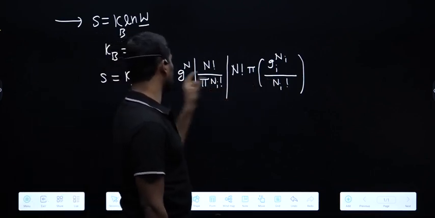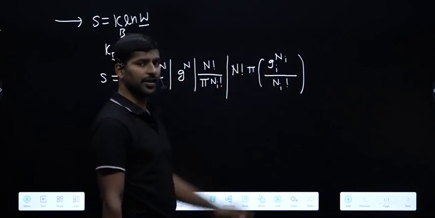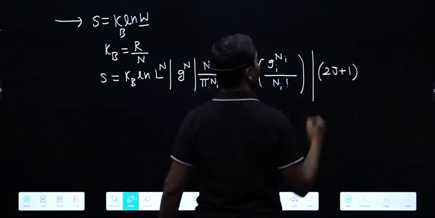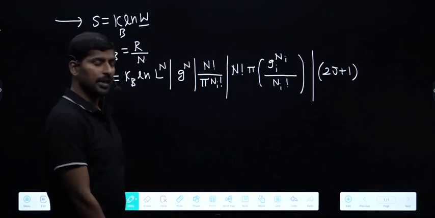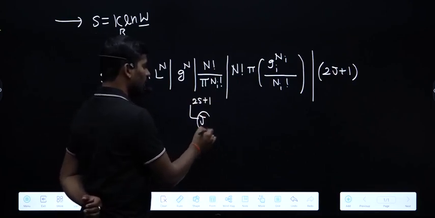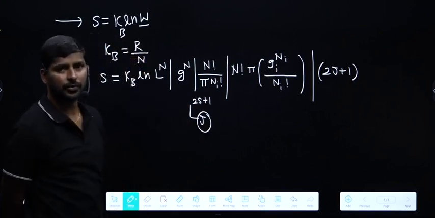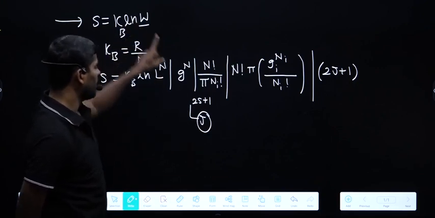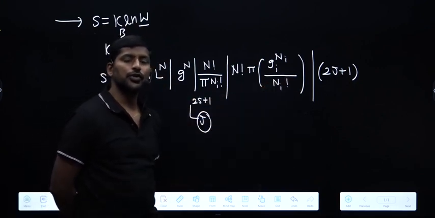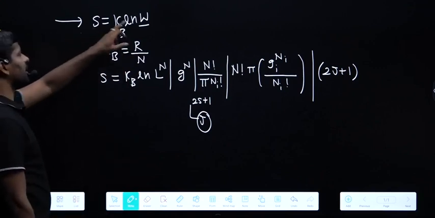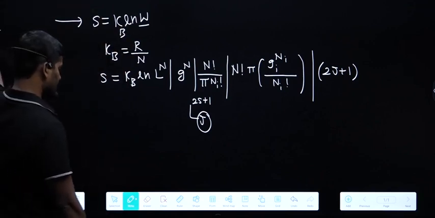Based on the data given we have to use these expressions. Another one is 2J plus 1. Sometimes they give a term symbol, with 2S plus 1, L, J. 2J plus 1 is the formula for the number of microstates. So if the term symbol is given, W we have to take as 2J plus 1. This is the relation between entropy and probability.